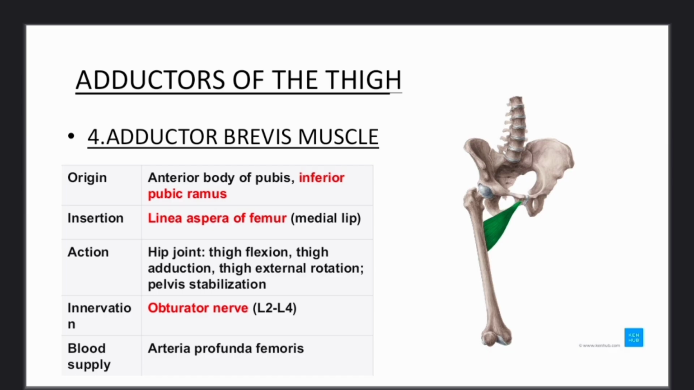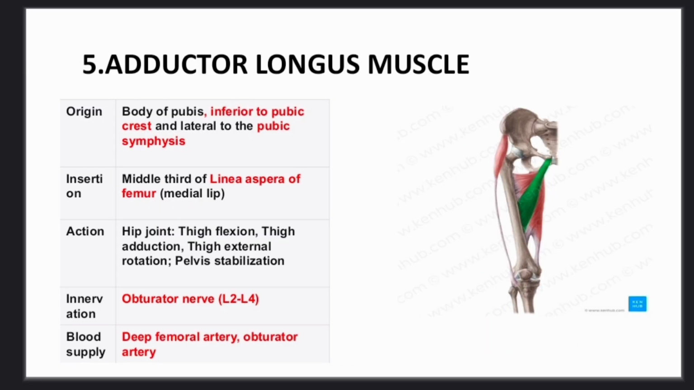So a simple tip is, the name itself gives away its function, right? Adductor brevis, that is adduction of the thigh. Remember the function by its name. Innervation is by the obturator nerve, and blood supply comes mainly from the deep femoral artery, that is arteria profunda femoris.